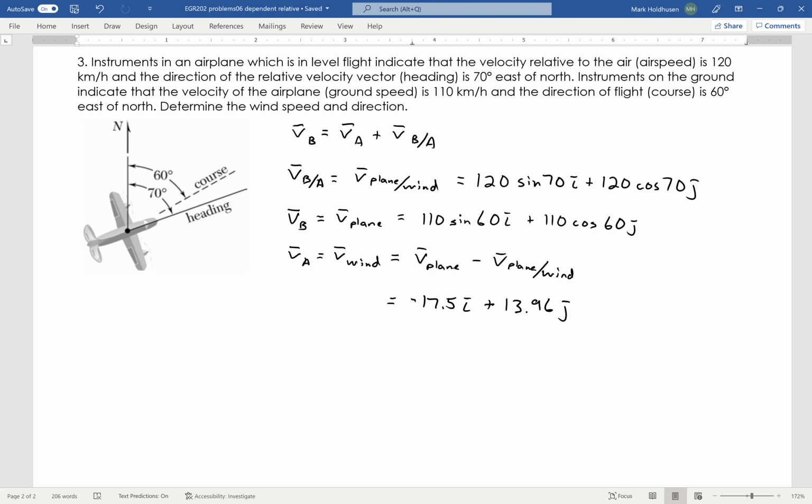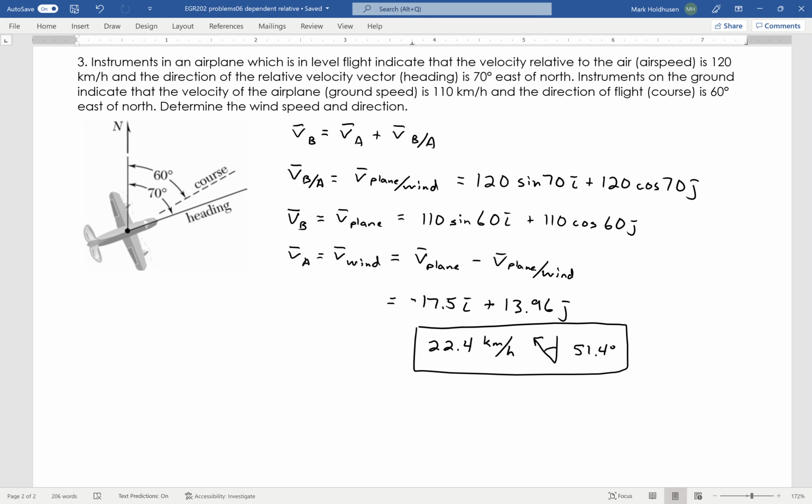Now taking the square root of the sum of the squares, I can rewrite this as 22.4 kilometers per hour, and I can get the angle by doing an inverse tangent. I'll let you do that on your own, and you can get 51.4 degrees. So that's the direction the wind is blowing. And that's why on the plane it looks like you're traveling one way, but on the ground a different way, because that wind is pushing you a little bit further. The direction of that wind hopefully makes sense based on what we know about this problem.